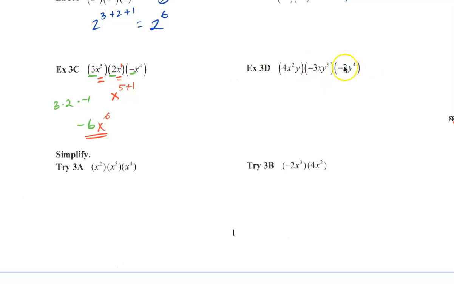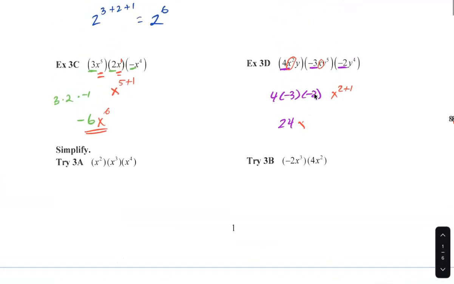So same thing will happen here. Right? We're going to multiply all the numbers together. So I get 4 times -3 times -2. That's -12 times -2, which is a positive 24. And then for the variables, we just do each one separately. So x squared, we've got x. So we have a total of 3 x's, right? I had 2 here, I had another 1 there. And then my y's, I have 1 plus 5 plus 4. So I have 10 y's total. Just like that.